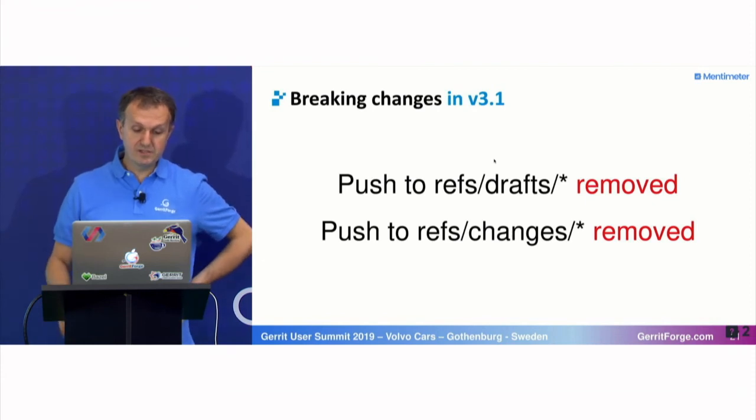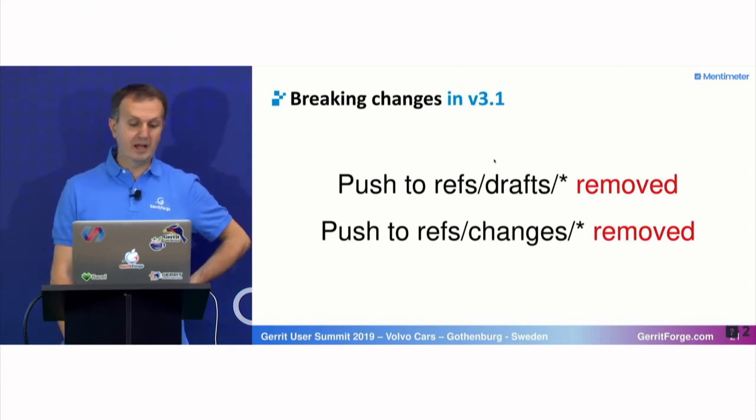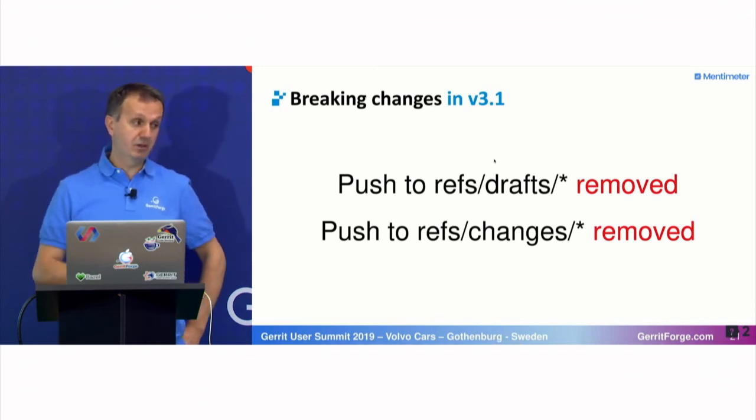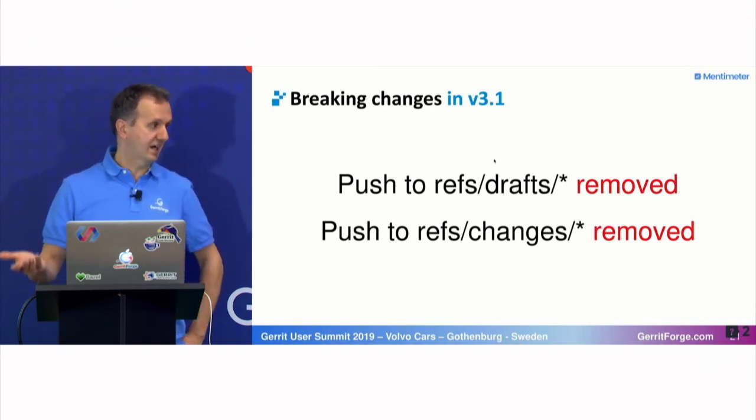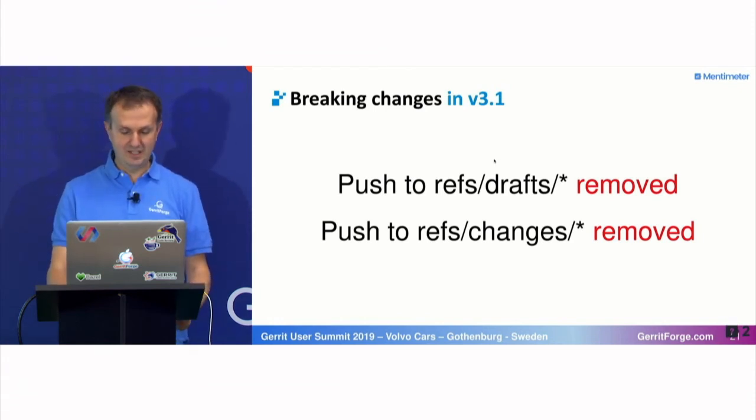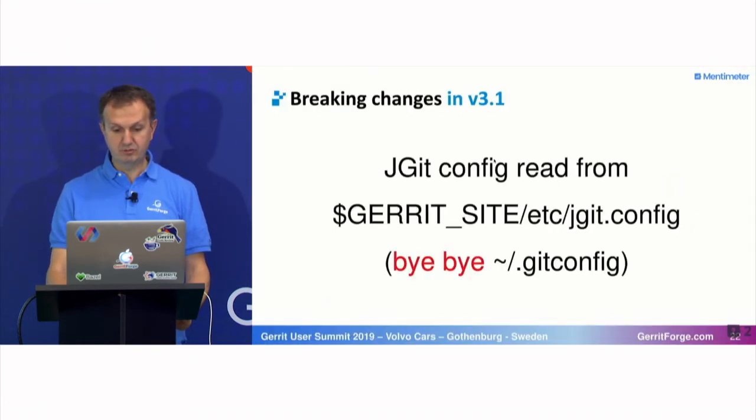Another thing as well, previously we were actually accepting pushes directly to refs/changes. And now they are not accepted anymore because you may, let's say, tamper with the metadata that is in the Git repository as well. So when you upgrade to 3.1, those are two things you need to take into account.